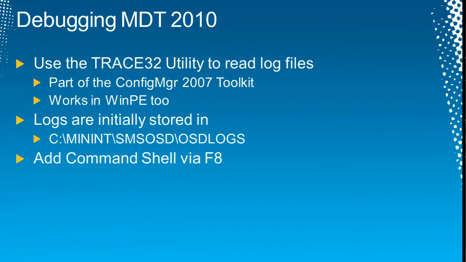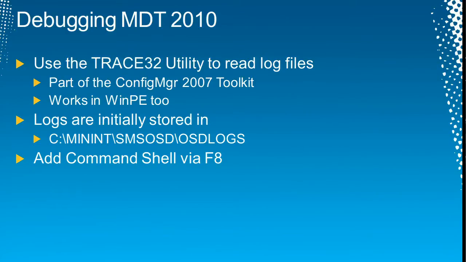The log files in MDT are text files, but they are not really formatted to be read by Notepad. They are formatted to be read by a utility from the Config Manager toolkit, Trace32, which actually works in 32-bit WinPE as well, but not in 64-bit WinPE. But you can run this tool on the server as well and review the log file that way. The logs can be difficult to find sometimes because they move around a bit. For most of the deployment, they will be on the C drive in the MININT folder.